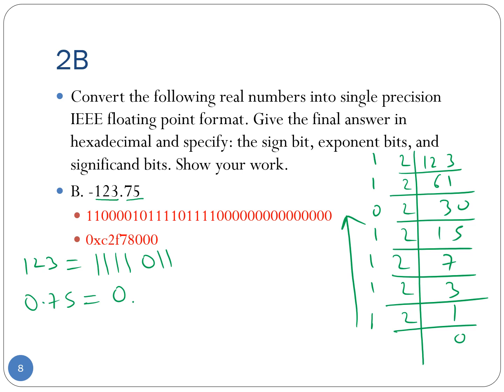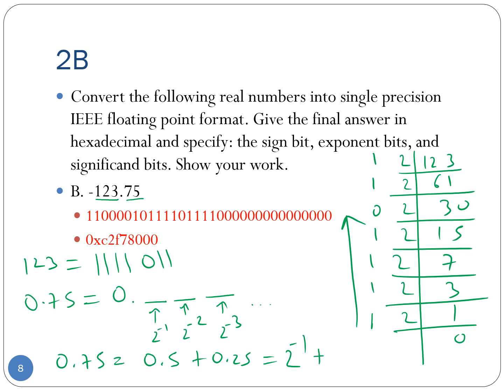Now what about 0.75? Again, recall that every position here is a negative power of 2: to the power minus 1, minus 2, minus 3, and so forth. So 0.75 is basically 0.5 plus 0.25, which is 2 to the power minus 1 plus 2 to the power minus 2. So this should be 1 and 1 at the power minus 1 and minus 2. So 0.75 is 0.11, and therefore minus 123.75 is basically minus of 1111011.11. Alright, so let's now finish this on the next slide.